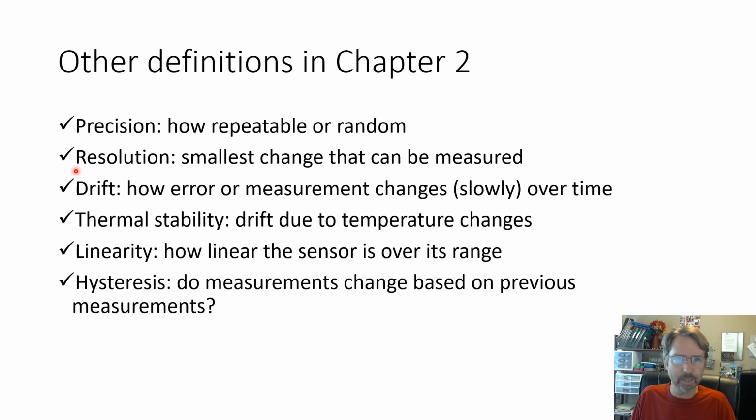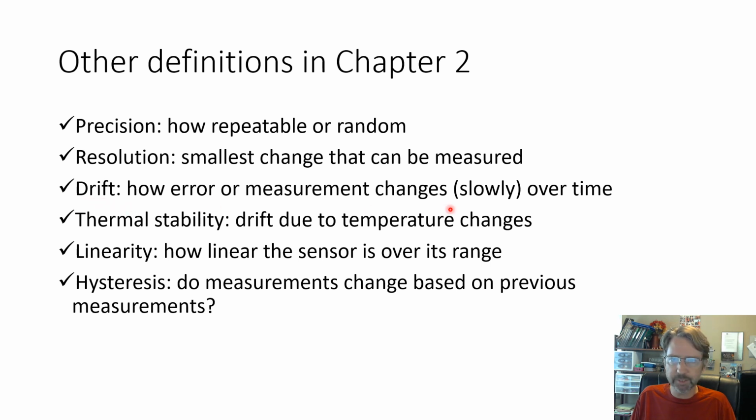Accuracy is related to the error, the comparison to the truth. Precision here is how repeatable or not random something is. So if the same thing happens over and over again, even if it's bad, it's precise. So it's different from accuracy. Resolution is the smallest change that can be measured. So think about the digits on your voltmeter.